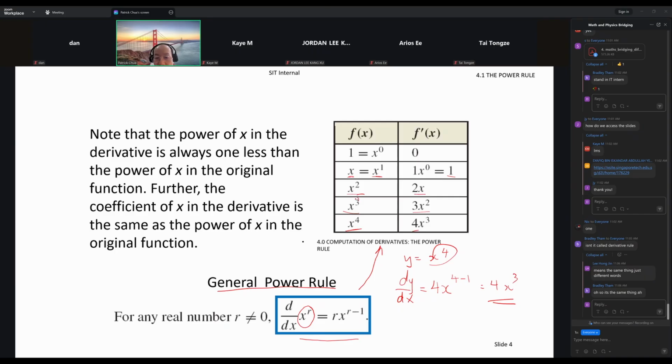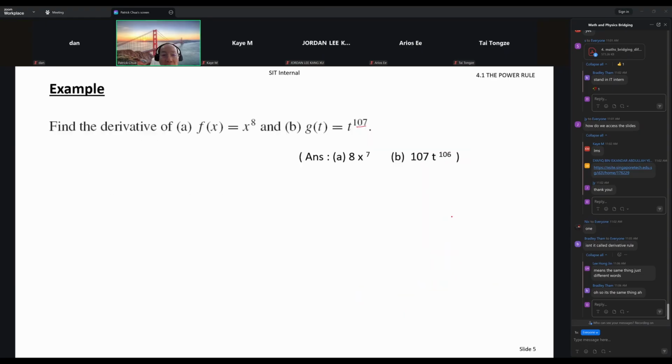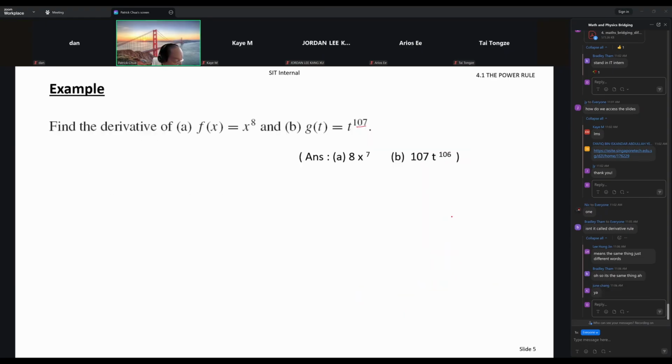So when you differentiate, the power goes down by 1, you see. If you have power 3 here, when you differentiate it becomes 2. When you have power 4 here, differentiate, it becomes 3. It goes down by 1. Right, simple example.